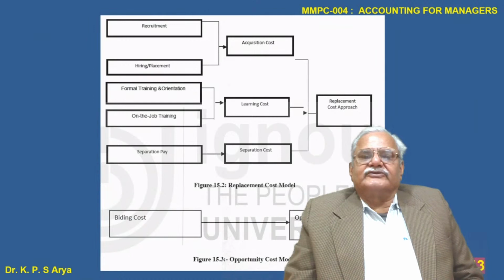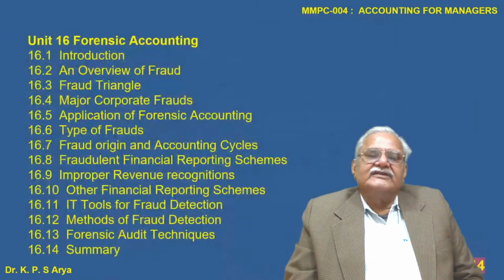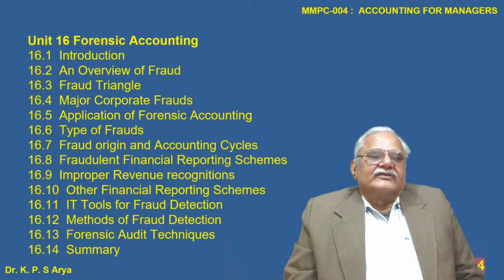Now, the replacement cost: acquisition cost, recruitment, hiring and placement; learning cost, formal training, orientation, on the job training; then separation cost, separation pay. This is the replacement cost. The replacement cost model is the bidding cost, then the opportunity cost method.